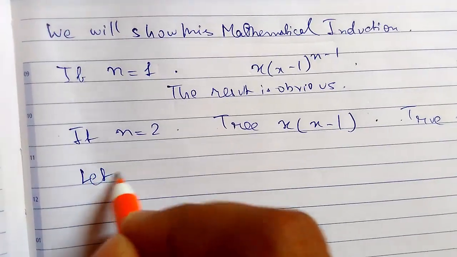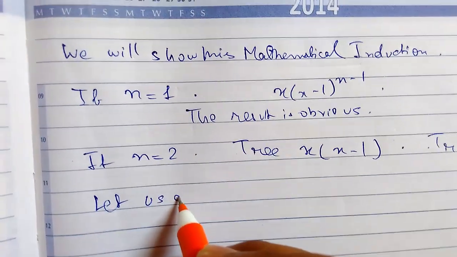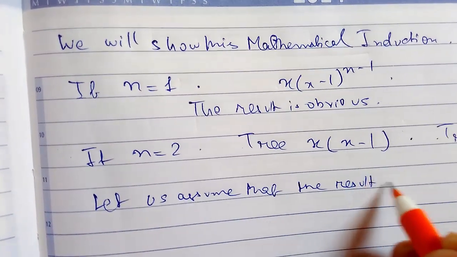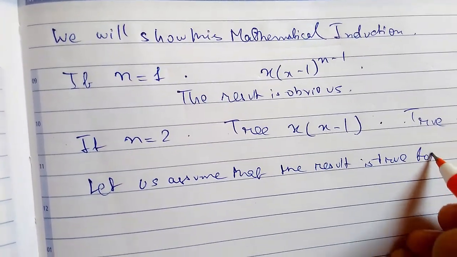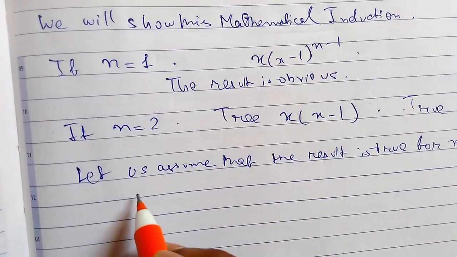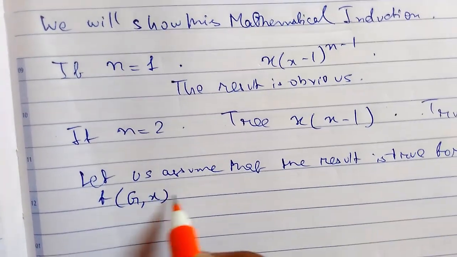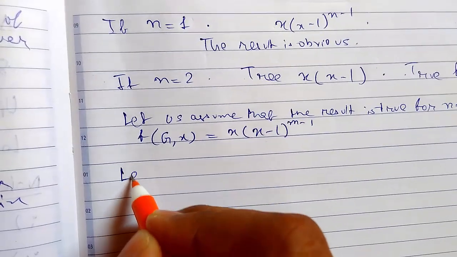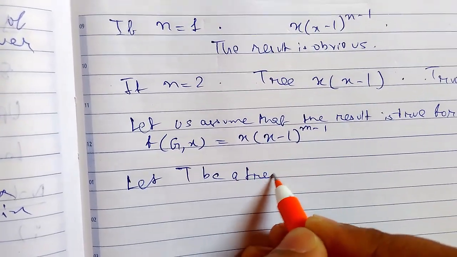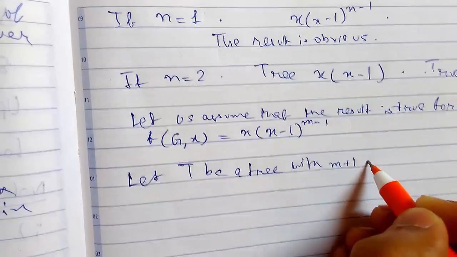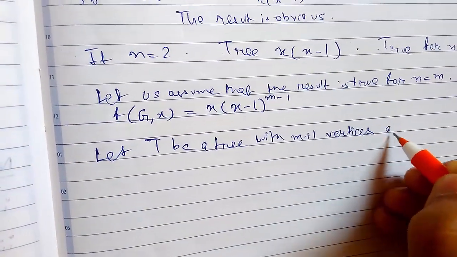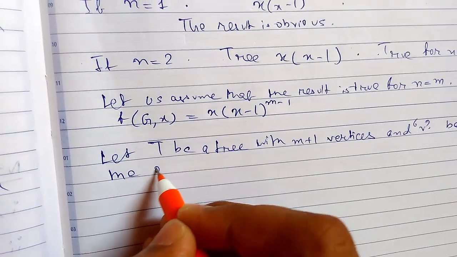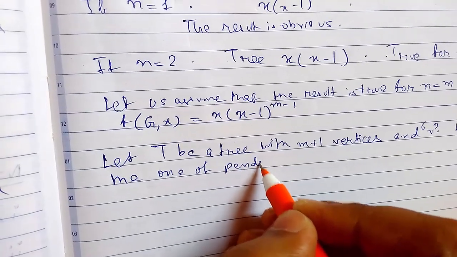Now let us assume that the result is true for n equals m. So f of G comma x equals x into x minus 1 whole to the power m minus 1. Let T be a tree with m plus 1 vertices and let v be one of the pendant vertices.